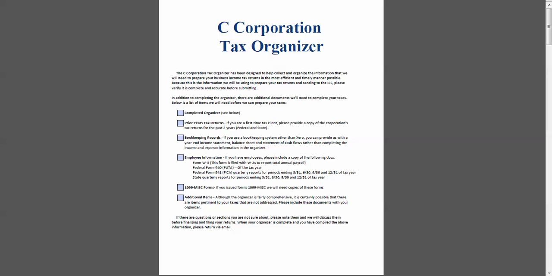The introduction page, as you see here, will let you know what you need to send back to us after you have completed the organizer. Use the checklist on this page to make sure you have attached all proper documentation before sending.